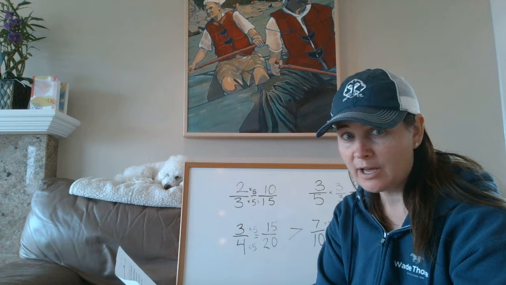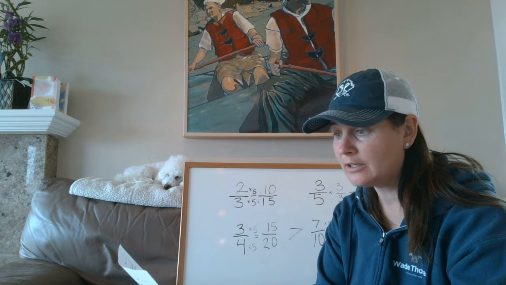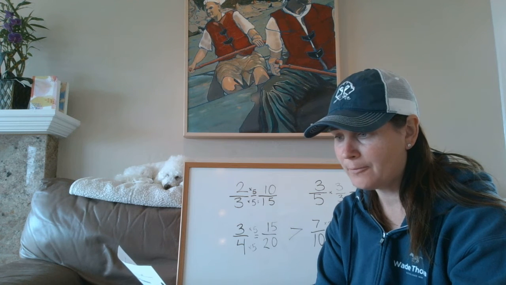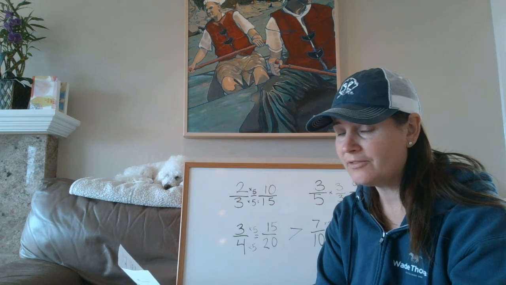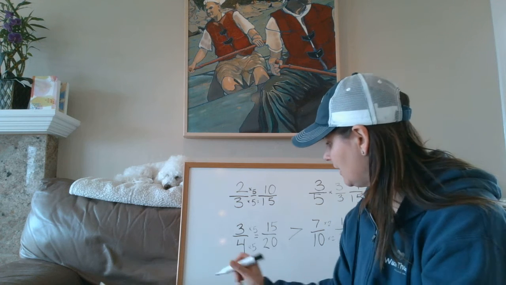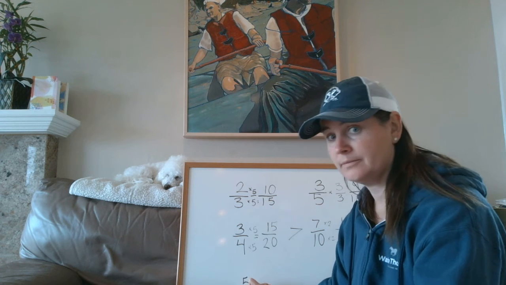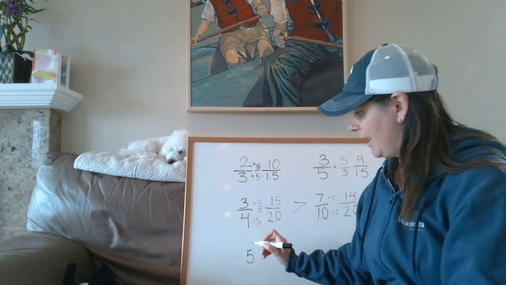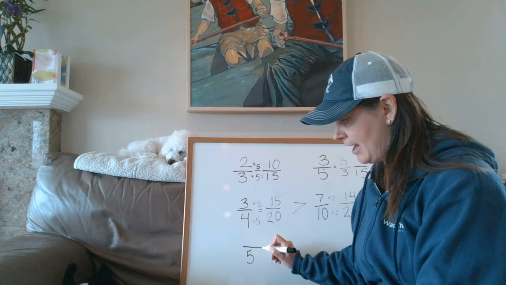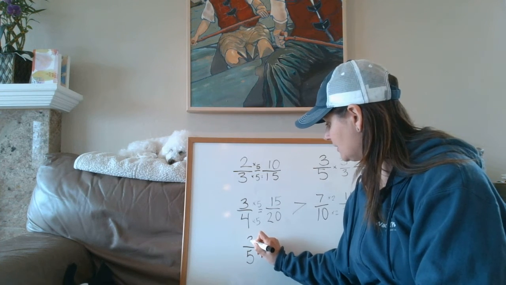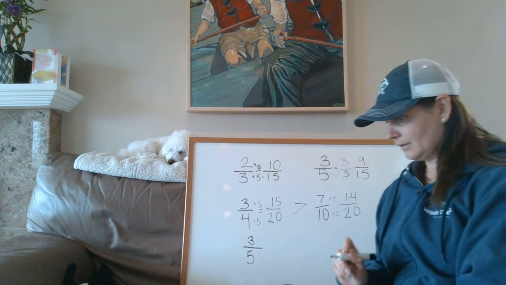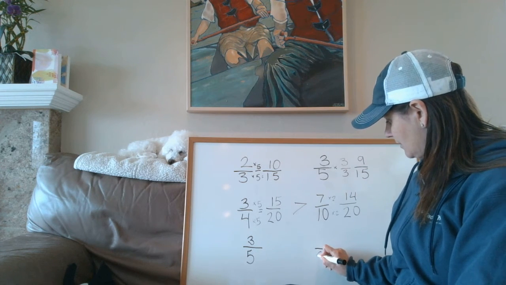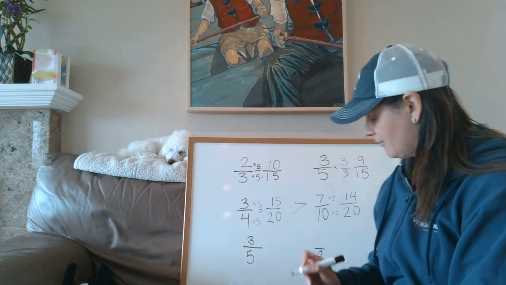So how much did Brianna and how much did Corey have? Who had a greater amount? So Brianna cut her strip into 5 equal pieces, so that's our denominator. And our numerator is how many she had, which is 3. Okay, and then Corey cut his strip into 8 equal pieces, so that's our denominator, and ate 5 of them.